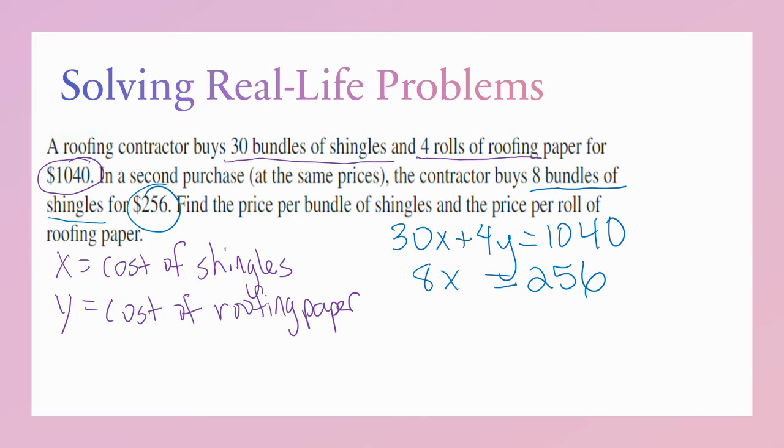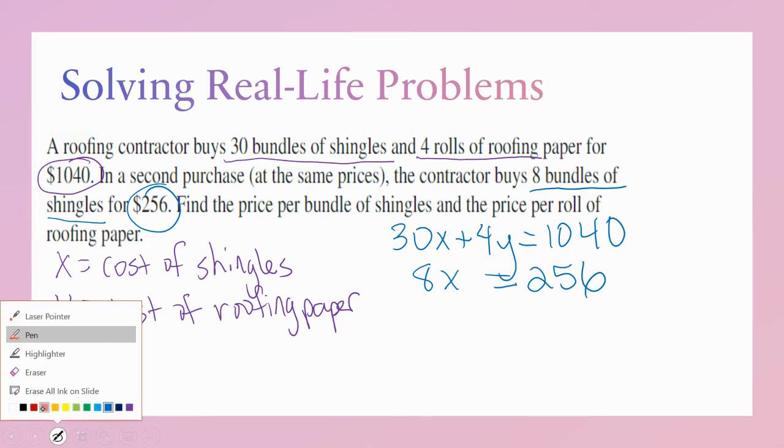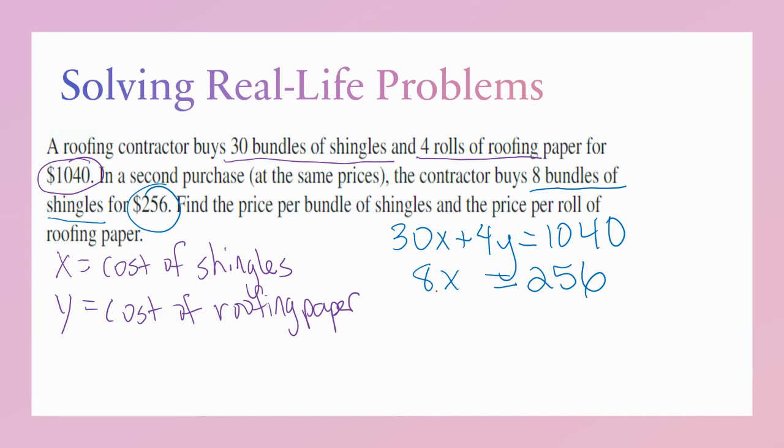All right, well, in order to graph these, I need to get them into a form I can graph. I'm going to start with the 8x is equal to 256. I can get x alone by dividing both sides by 8, and I get x is equal to 32. So that's a vertical line, x is equal to 32.